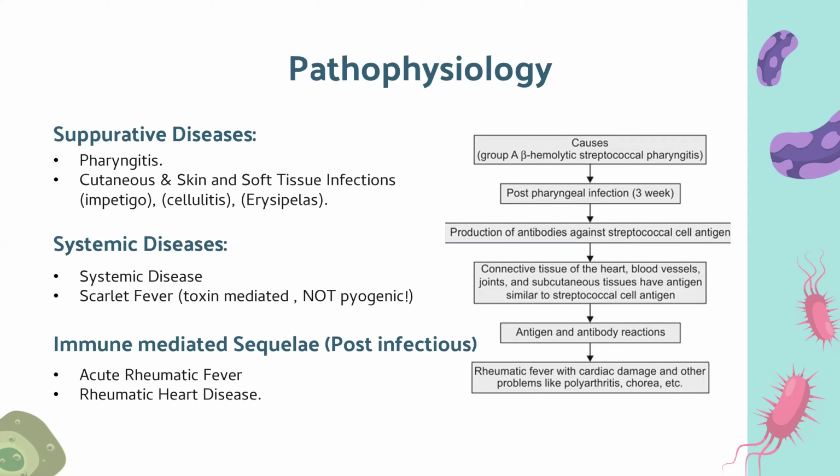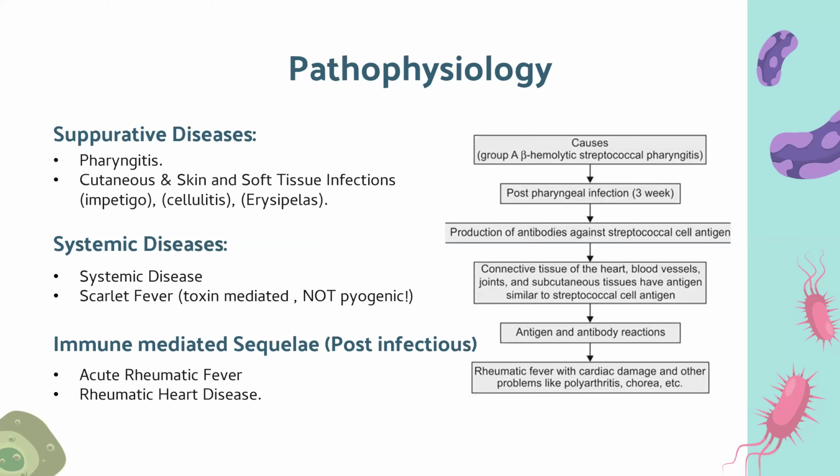Something that happens due to the bacteria itself and its toxins is that it can have a huge effect on the whole body, causing a systemic disease, also known as scarlet fever, which is not pyogenic, okay? It's not the bacteria, it's the toxin of the bacteria. And it's going to have this very, very classic manifestation that you guys are going to take later on, including a strawberry tongue, so on and so forth, okay?